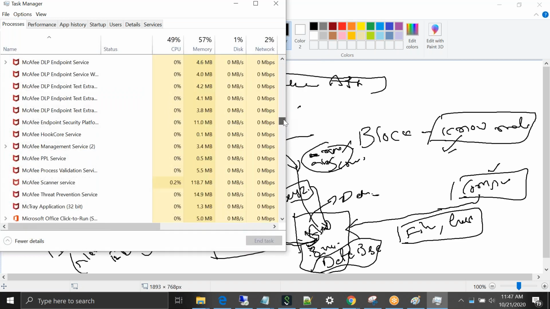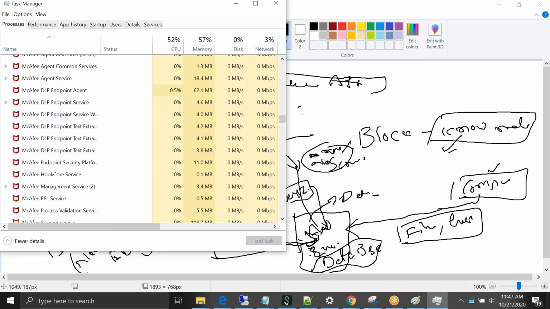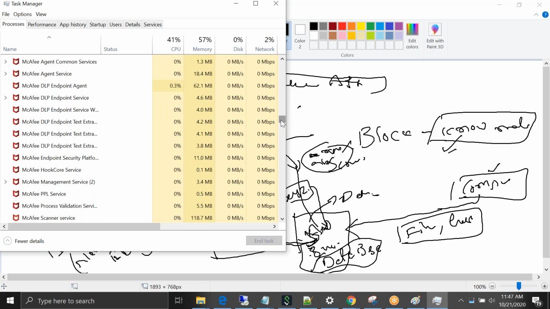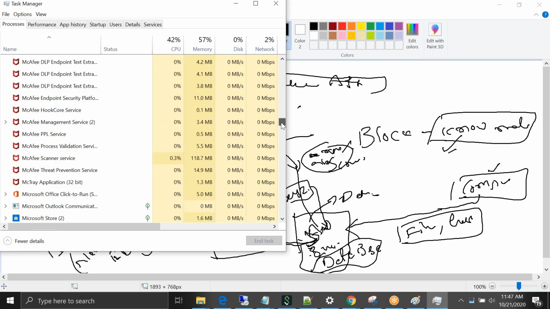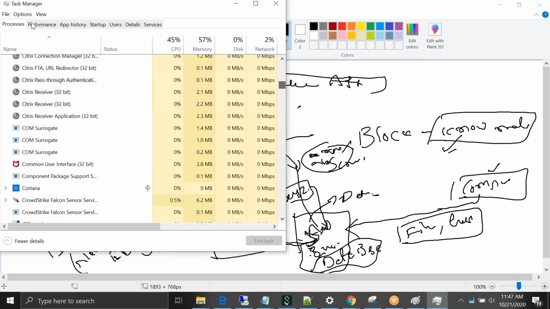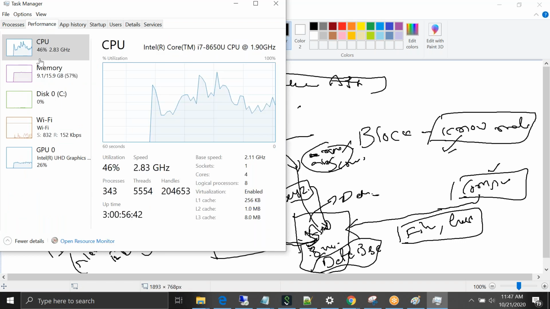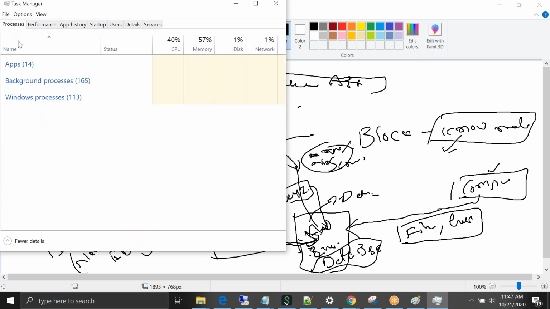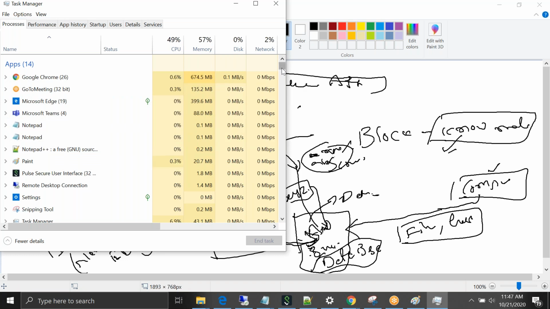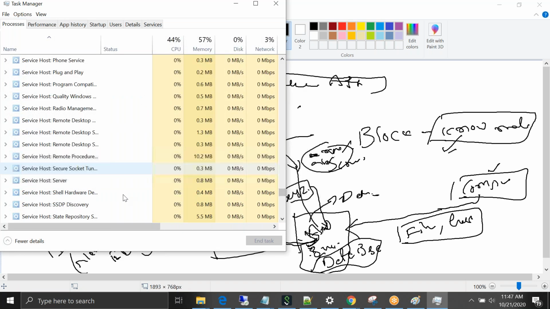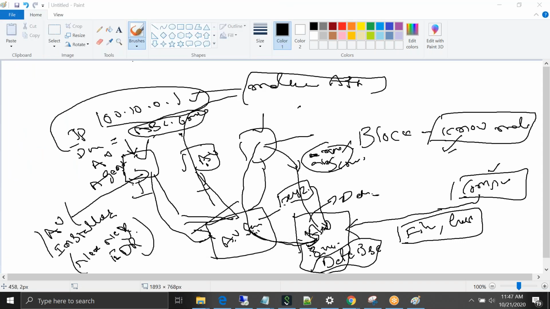See here, a lot of background processes. These are all antivirus solutions, McAfee antivirus solutions. Different sorts of services are running. So this is the history of what is running and how my CPU performance and memory are doing. If there is a sudden change, the CPU suddenly goes to 90% and a lot of unwanted processes are being created, all of that is behavior based. It is not a known malware. It is all behavior based.